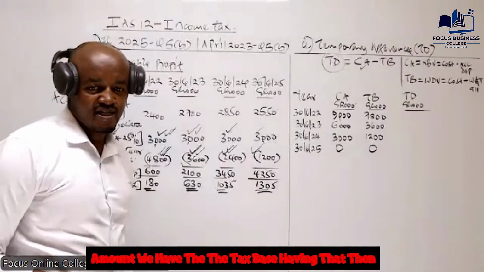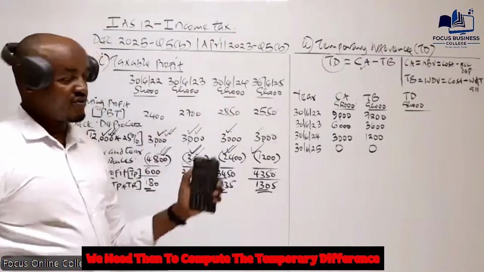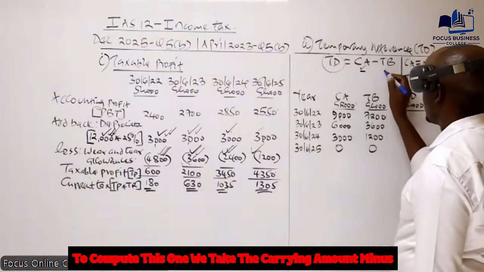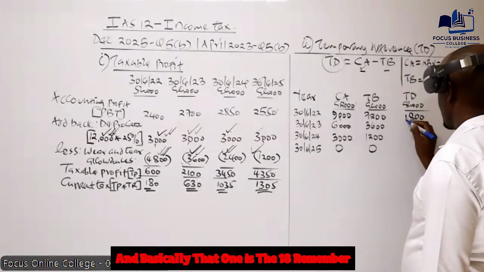We have the tax base. Having that, then what do we need to do? We need then to compute the temporary difference. To compute this one, we take the carrying amount minus tax base. So this minus that, and basically that one is the 1,800.